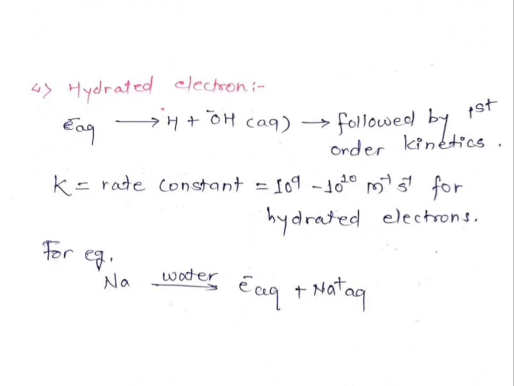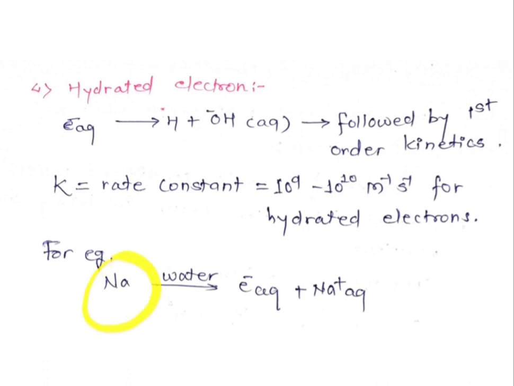Now we will see how the hydrated electrons are formed. The aqueous electron gives H plus OH⁻ aqueous, and this reaction follows first order kinetics. Here only aqueous electron gives H plus OH⁻ aqueous. K is the rate constant, and for the hydrated electrons that will be 10⁹ to 10¹⁰ per molar per second. And here is an example by which the aqueous electrons will be generated.